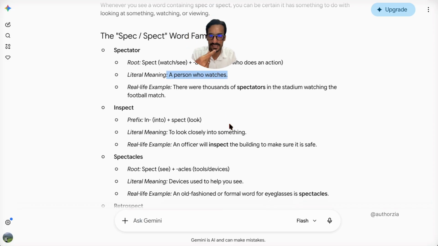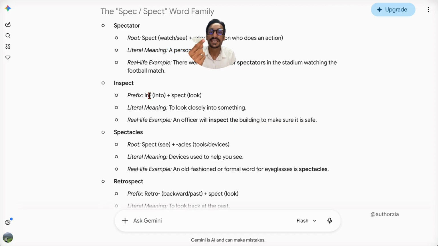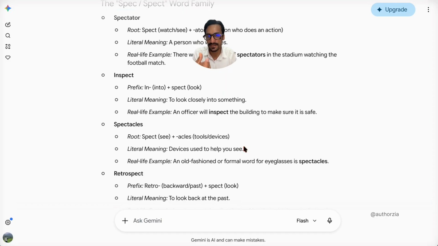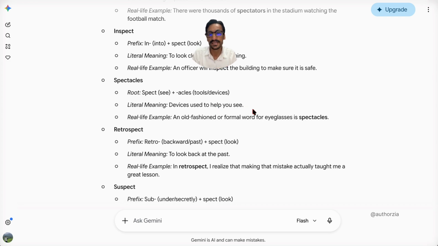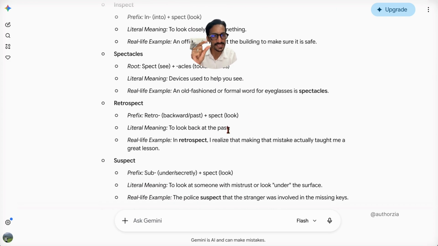Spect means देखना होता है. Spectator is the person who watches. Inspect, looking into something. Police is or police are inspecting the case. Inspect करना, देखना, look closely into something. Again inspect. Spectacles, again related to watching. You see, acles means tools or device. Spect means to see. The device is used to help you see. Spectacle. So you see, अभी भी वही spect root चल रहा है हर जगह, और जो कि देखने से related है.